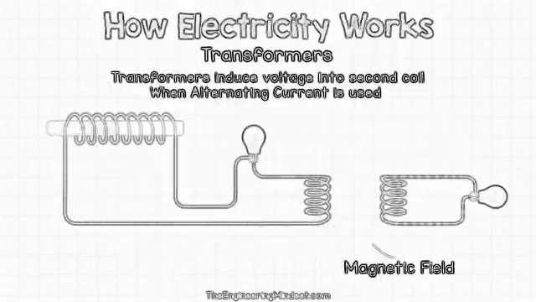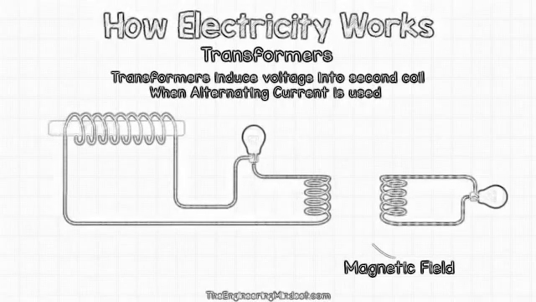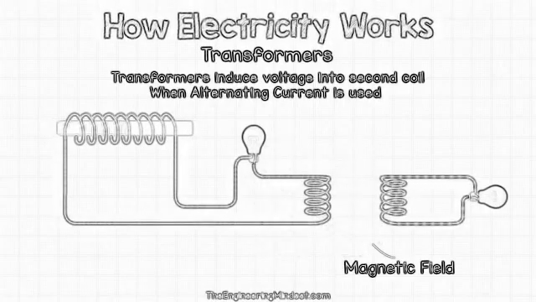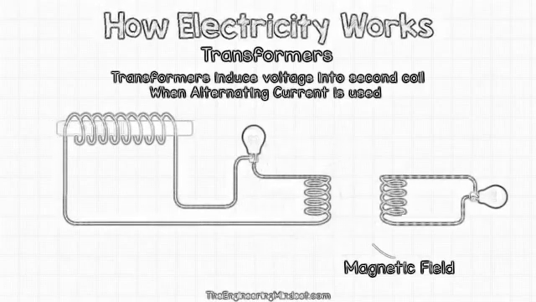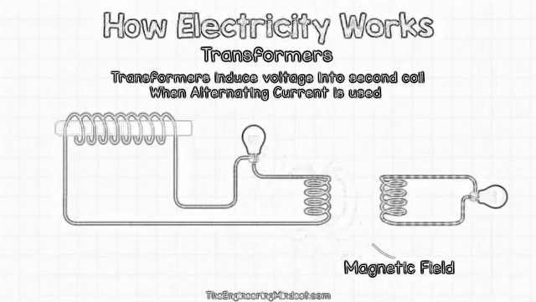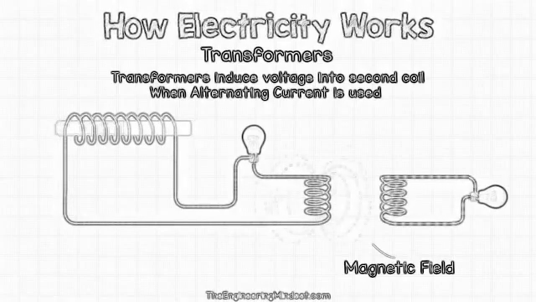Transformer. Now we can combine all of the aspects that we've just covered, and when we do so we'll see that we can use one coil to generate electricity, and then we can place two other coils in very close proximity to each other but not touching, and this will create a transformer. The transformer will induce a voltage from the first or primary coil over into the secondary coil, and this will force electrons to flow if the secondary coil has a closed circuit.